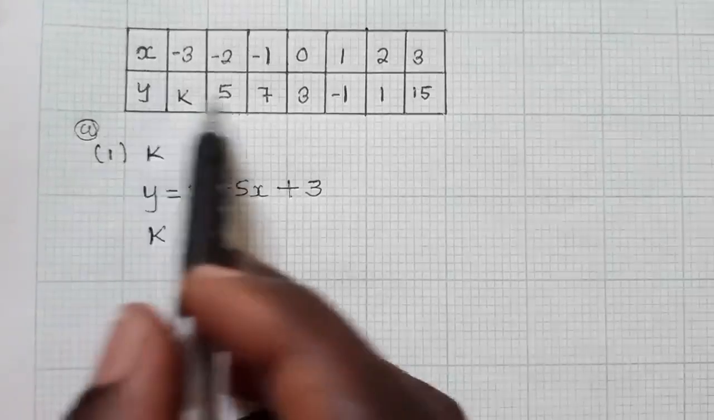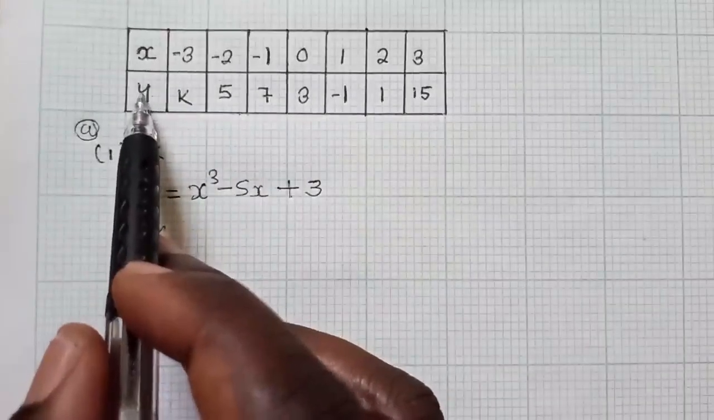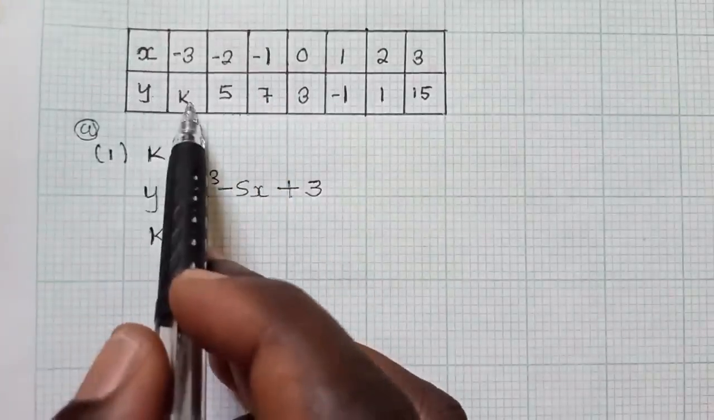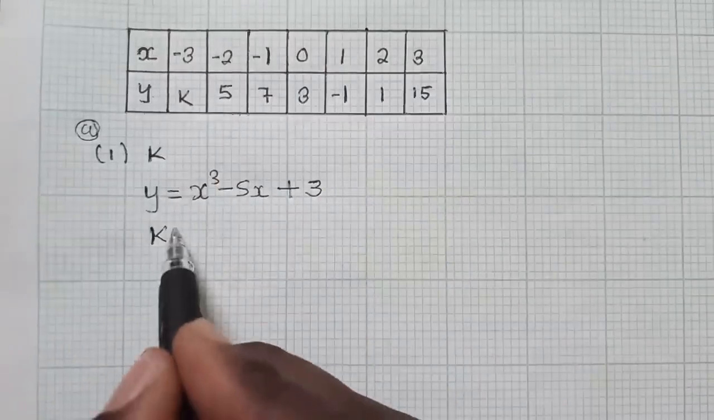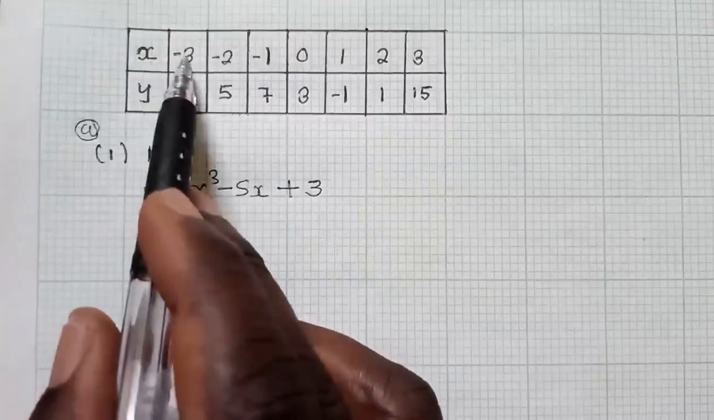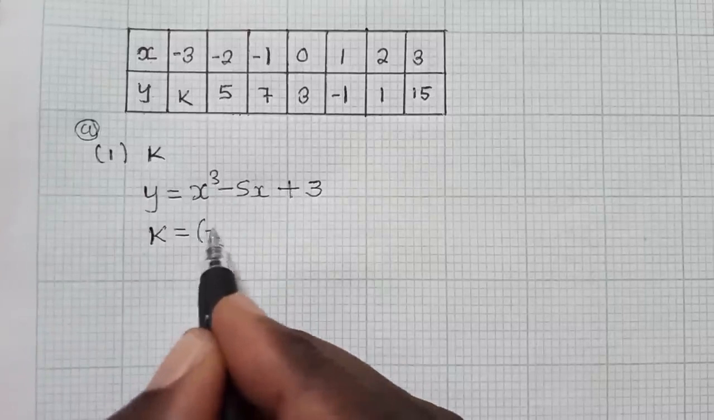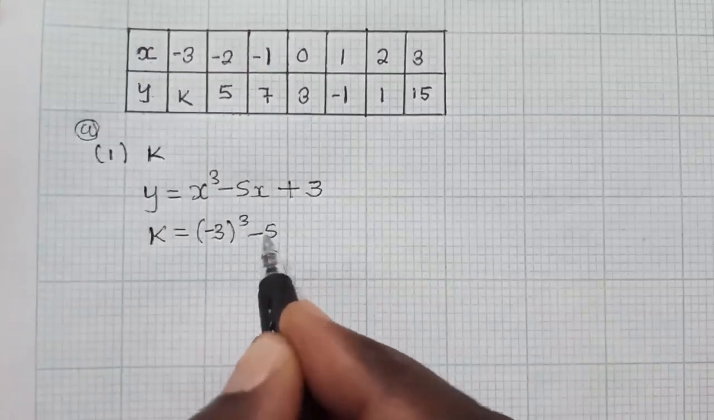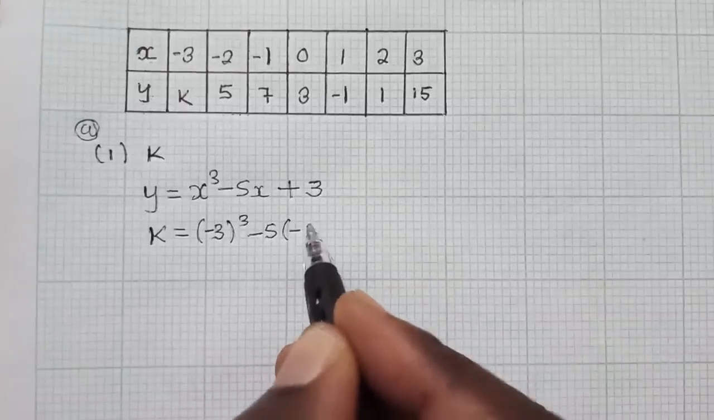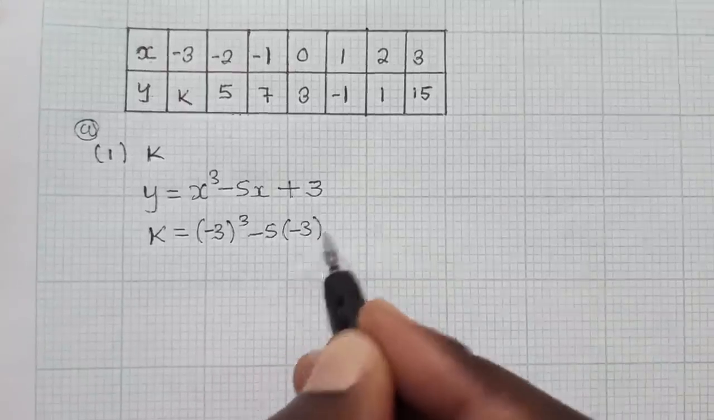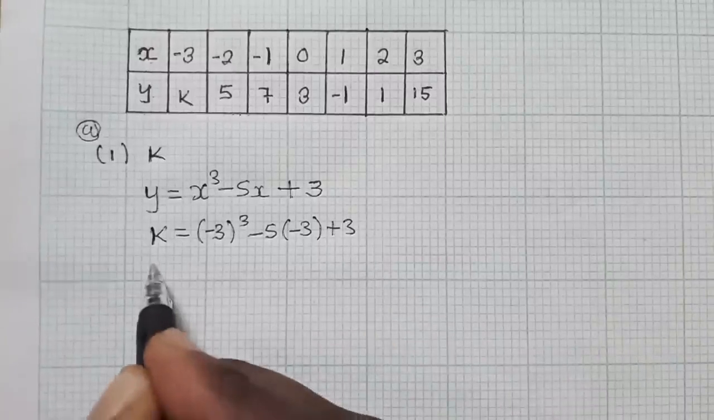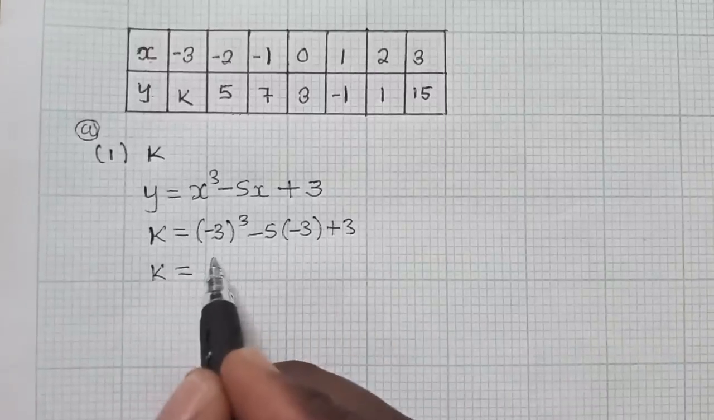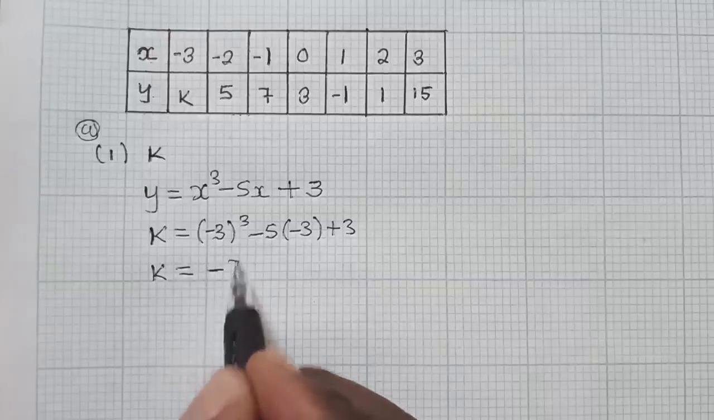If you can see nicely on the table of values, we have got y-axis and x-axis. For y-axis, we get k to put it here. And for x-axis, we get what is on top there, which is -3. Wherever there is an x, we shall put -3 and work out things. So you find that the value of k will simply be equal to -7.